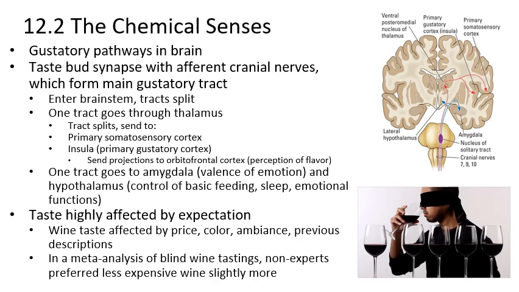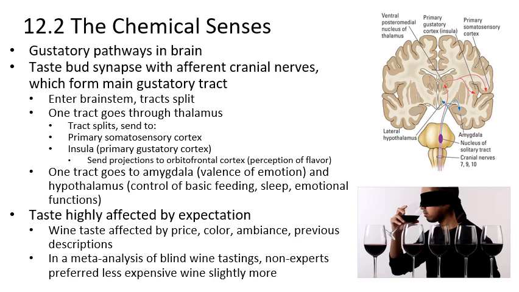When it enters the brainstem, it splits. One tract goes through the thalamus, this switchboard for sensory information, and then that splits and goes to the primary somatosensory cortex, and then the insula, which is the primary gustatory cortex. The insula tract then sends projections to the orbitofrontal cortex, which is where the perception of flavor is. Orbitofrontal cortex is part of the prefrontal cortex.